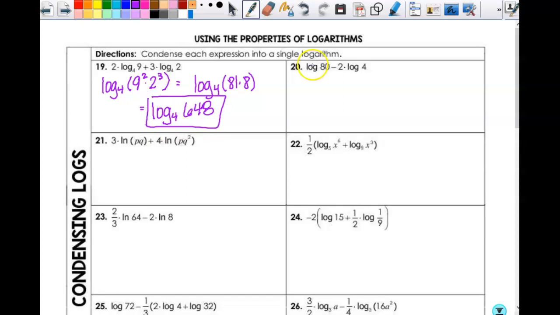So here I'm subtracting 2 logs with the same base, so I'm going to divide. So it's going to give me log of 80 divided by, well, that 2 becomes an exponent on the 4. 4 squared is 16. So this is the log of 5.